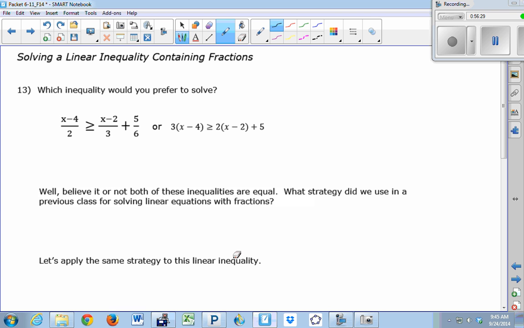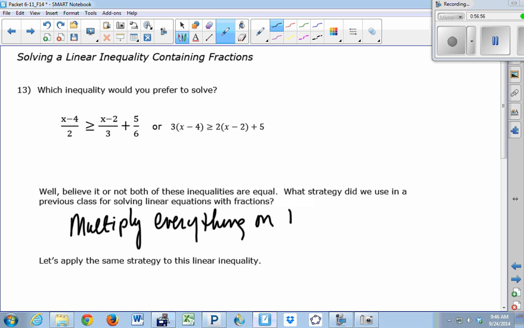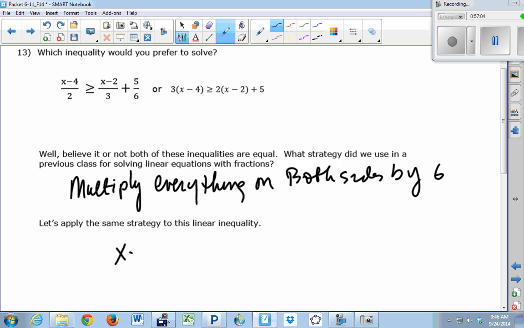And remember what we talked about when we had equations with constants in the denominator? Get rid of them. Yuck. Ugly fractions. And you do that by multiplying everything on both sides by a multiple, preferably the smallest multiple. In this case would be 6. So we're going to multiply both sides of the inequality, everything on both sides, by 6. So here's my original inequality.